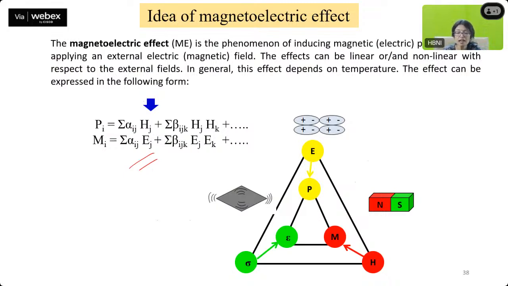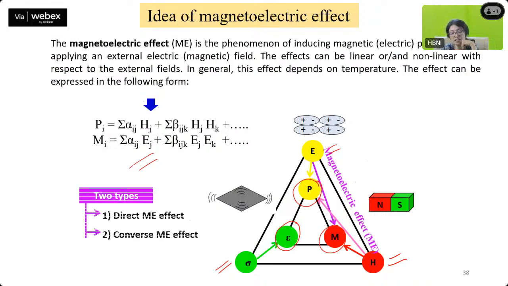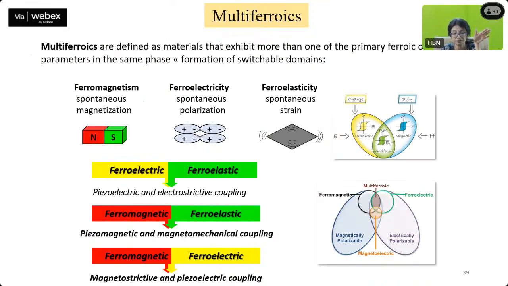So you have three different kinds of phenomena taking place over here. You can have the electric field, the magnetic field, or a strain getting applied. So you have magnetization, electric polarization, and the strain factor coming in, and the mixing and matching of all these three gives you the magnetoelectric effect. As you can see over here, these are the differences. When you have E and M interacting with each other, you have a magnetoelectric effect. There are two different types: one is the direct magnetoelectric effect and the other is the converse magnetoelectric effect.